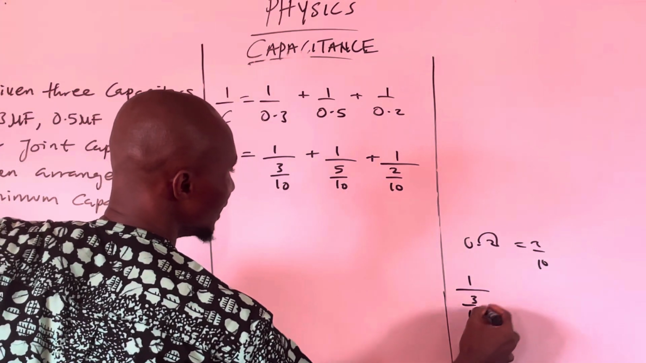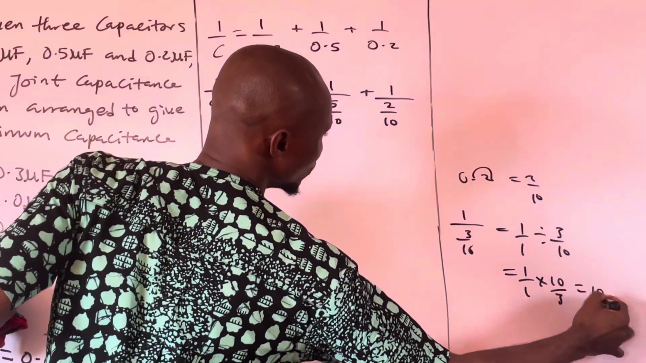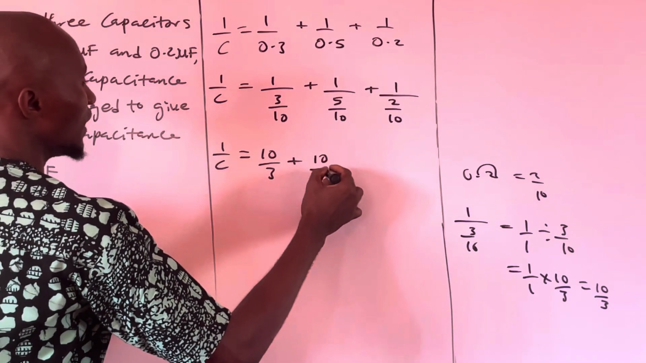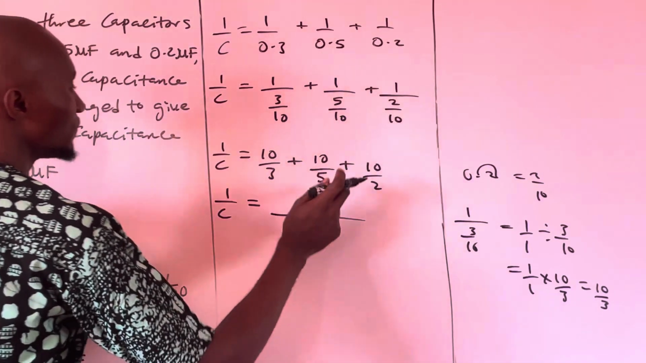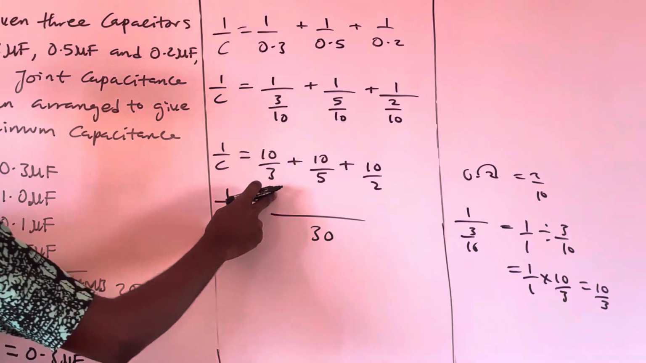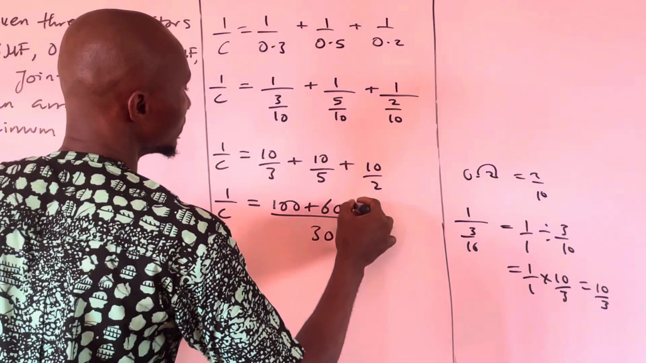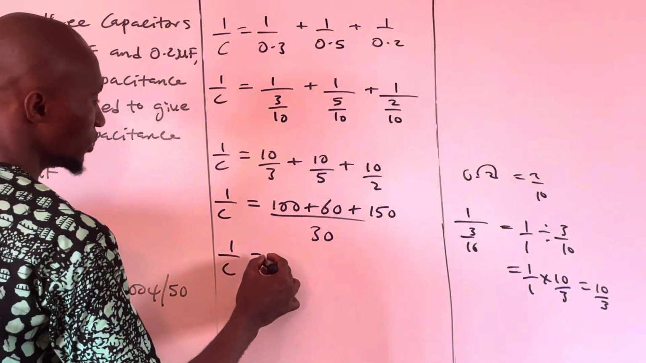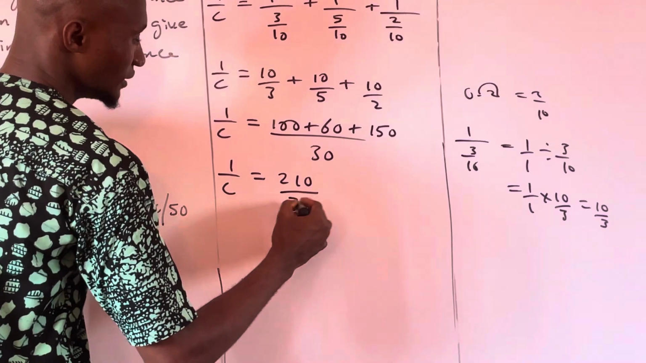Now, 1 over 3 over 10 is equal to 1 divided by 3 over 10, which is 1 times 10 over 3, equals 10 over 3, right? Yes. 1 over C equals 10 over 3 plus 10 over 5 plus 10 over 2. Is that correct? Yeah. 1 over C is equal to the LCM of 3, 5, 2, which is 30. 30 divided by 3 equals 10, 10 times 10, 100, plus 30 divided by 5, 6, 6 times 10, 60, plus 15 times 10, 150. 1 over C equals 310 over 30.